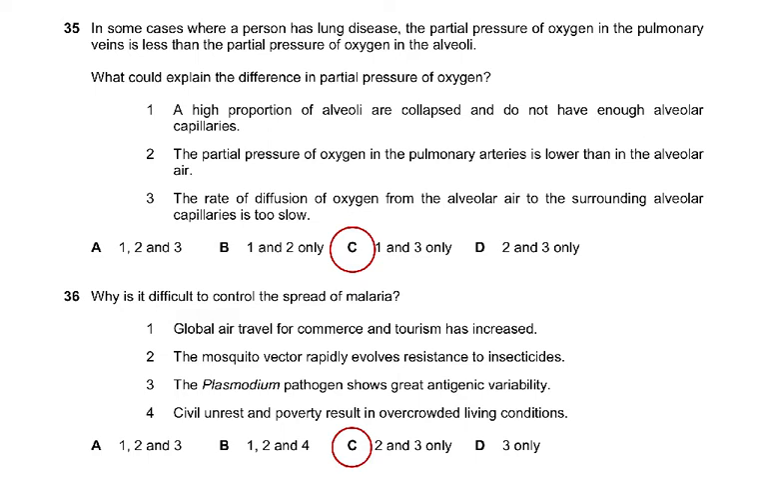So why would the oxygen in the pulmonary veins be less than the partial pressure? The reason for that is 1 and 3. A high proportion of alveoli collapsed and do not have enough alveolar capillaries. Why 3? The rate of diffusion of oxygen from the alveolar air to the surrounding alveolar capillaries is too slow. So this is why it was 1 and 3, because you have to understand what was in the question. Did the person have lung disease? And then, of course, the pulmonary vein and alveoli. So, pulmonary vein is the one which is bringing oxygenated blood to the left atrium.